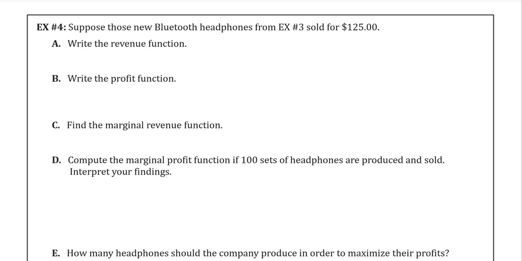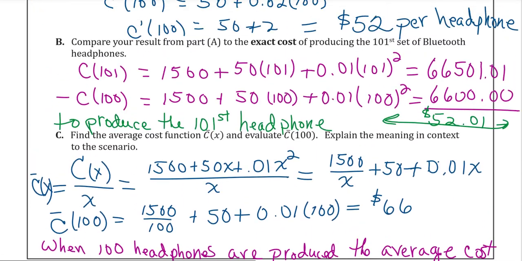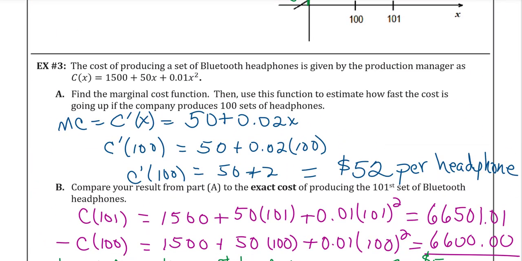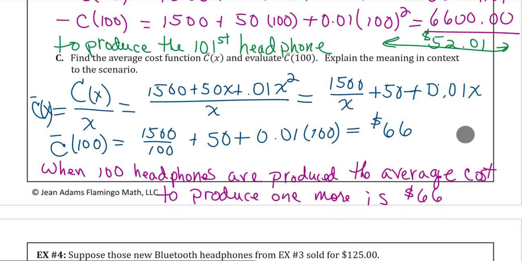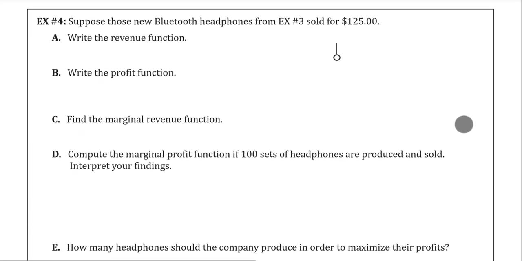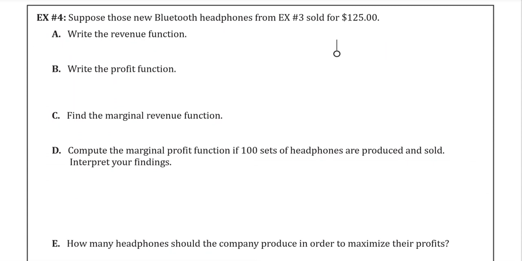So going back to Example 3, because this is related, it was about headphones, and we had a cost function, C of x was 1500 plus 50x plus 0.01x squared. We were producing Bluetooth headphones, and we talked about cost and marginal cost in example 3. That's in the first video if you want to review it again.